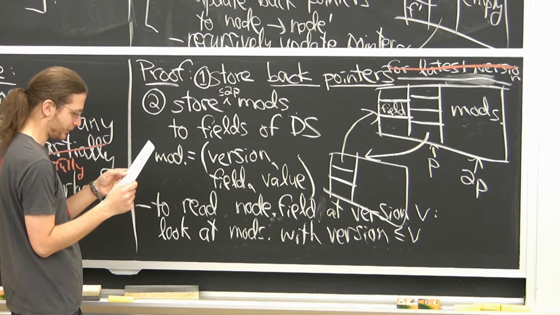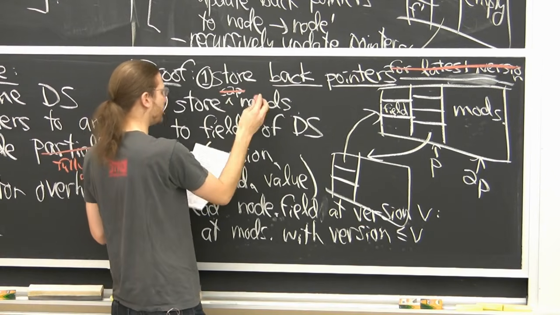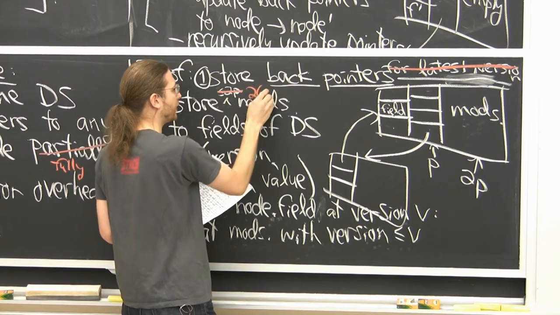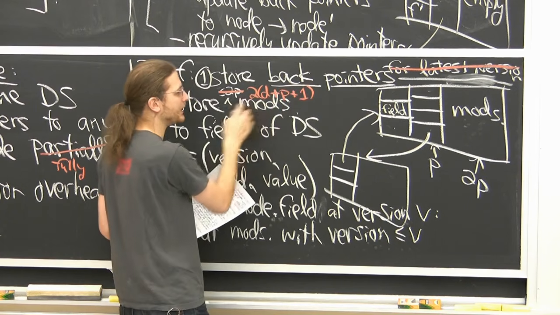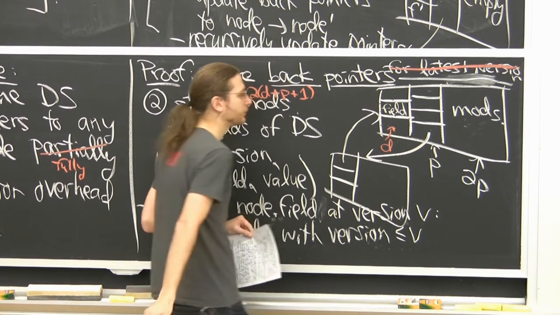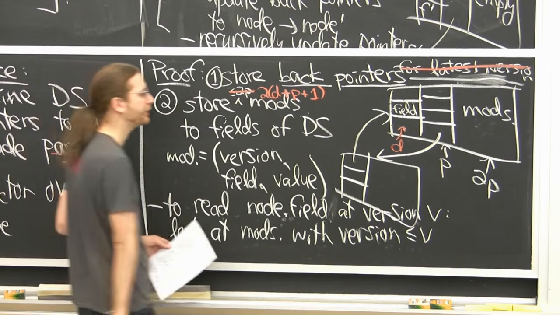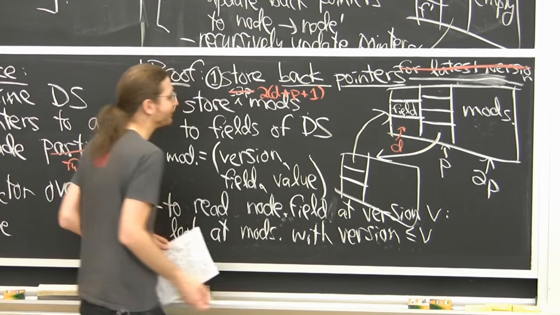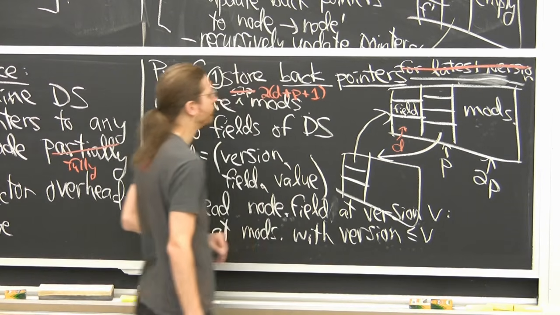There's lots of ways to get this to work, but I'm going to change this number to 2 times d plus p plus 1. Wait, what's d? D is the number of fields here. We said it was a constant number of fields. I never said what that constant is. D for out degree, I guess. So p is in degree, max in degree. D is max out degree.